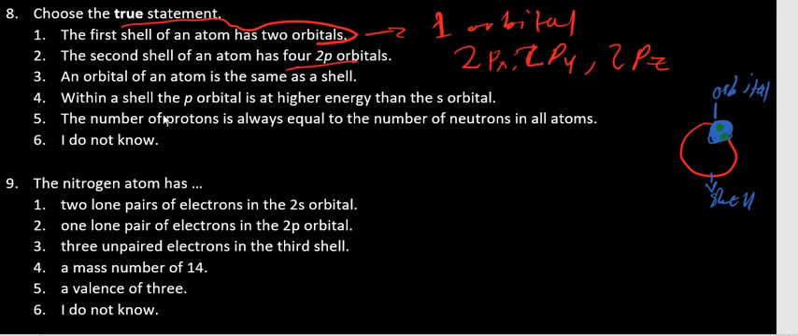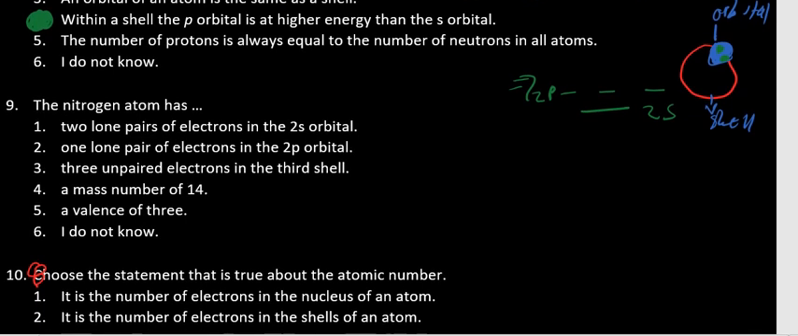Within a shell, the p orbital is at a higher energy level than the s. That is very correct. So the answer there is that one. That's why when writing the energy level, we say 2s is down, and then the p's are going to be up. So 2p will be a bit up. All right.